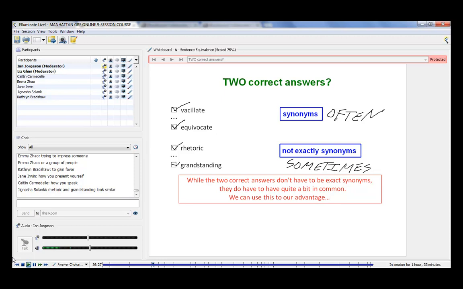Opposites don't work. Words about totally different things don't work. In this case, both of these had to do with the art of speaking or the use of language. Both of them ended up being the same general theme, and that made them a good enough pair, even if they weren't exactly synonyms. But the good thing is, most of the time the correct answers turn out to be good, solid, 100% synonyms, most of the time. Just be prepared to pick words like rhetoric and grandstanding if you don't have good synonyms.